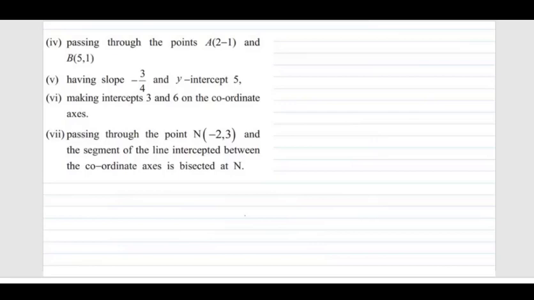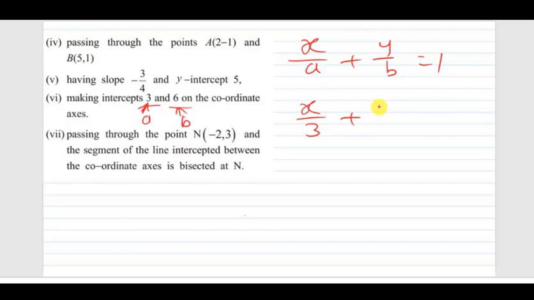Now the sixth question is: equation of the line making intercepts 3 and 6 on the coordinate axes. That means both the intercepts of the line are given, so I am going to use the double intercept form of the line. Here, what is the x-intercept? It is 3. The y-intercept is 6. Just put the respective values and solve. You will get the answer.